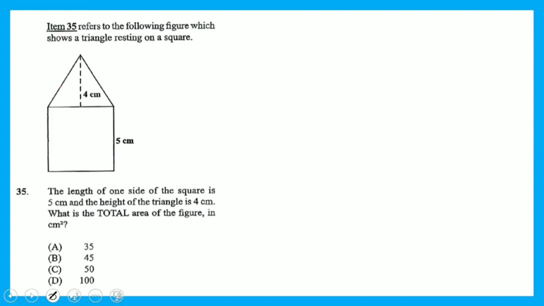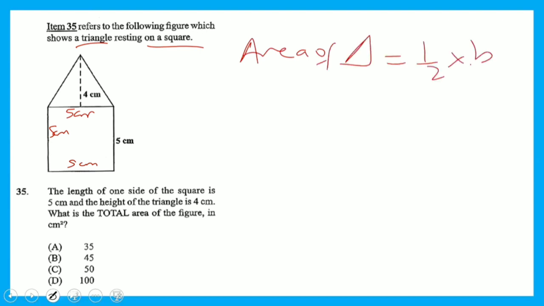Number 35, we get a triangle resting on a square. It says the length of one side of the square is 5 centimeters. We should also recognize that this is 5 centimeters. And the height of the triangle is 4 centimeters. What is the total area of the figure? Now, the area of the triangle we're going to use here, since we have a base for it and also a height. The area of triangle is equal to half times the base times the height. The base of the triangle is going to be 5 centimeters times the height, which is 4 centimeters.